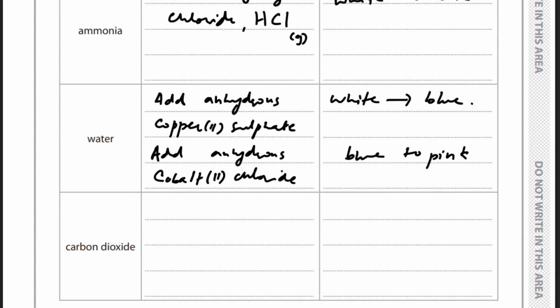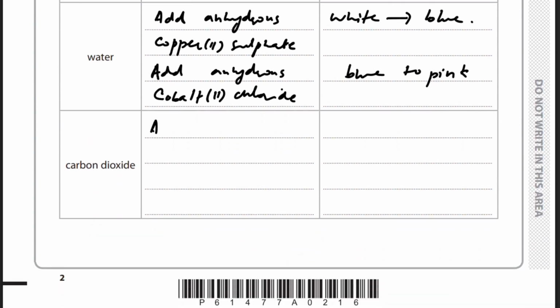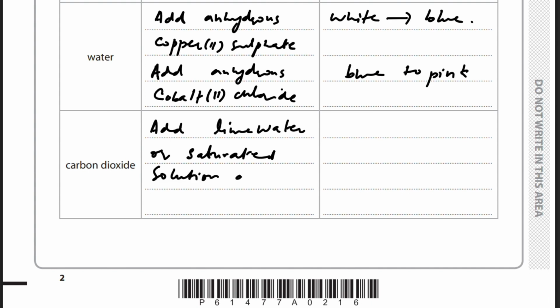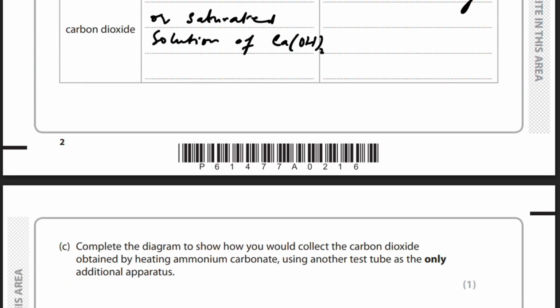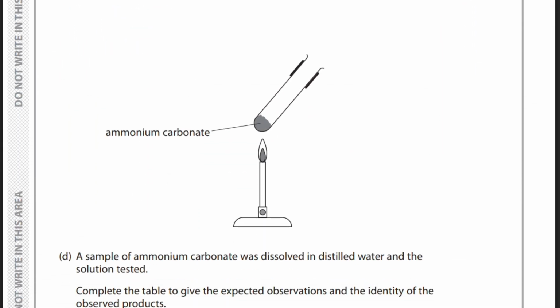Now, what is the test for carbon dioxide? Very common test. Add lime water, or you can write the saturated solution of calcium hydroxide. Calcium hydroxide is basically lime water. So lime water will turn milky, and why does it turn milky? Due to the formation of calcium carbonate precipitates which are insoluble, so they form a milky solution.